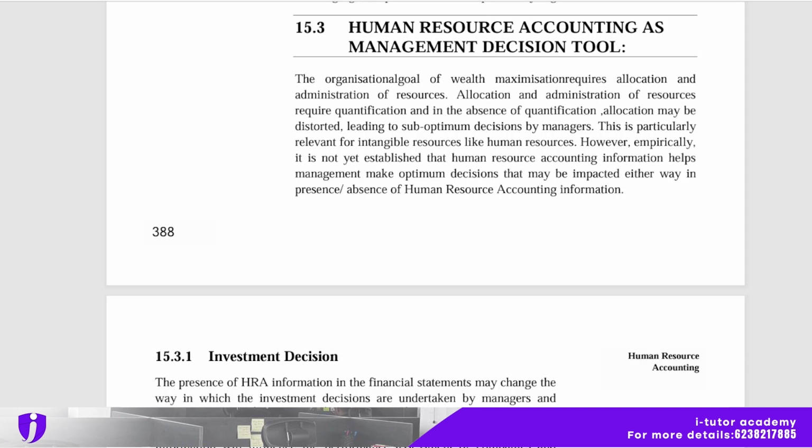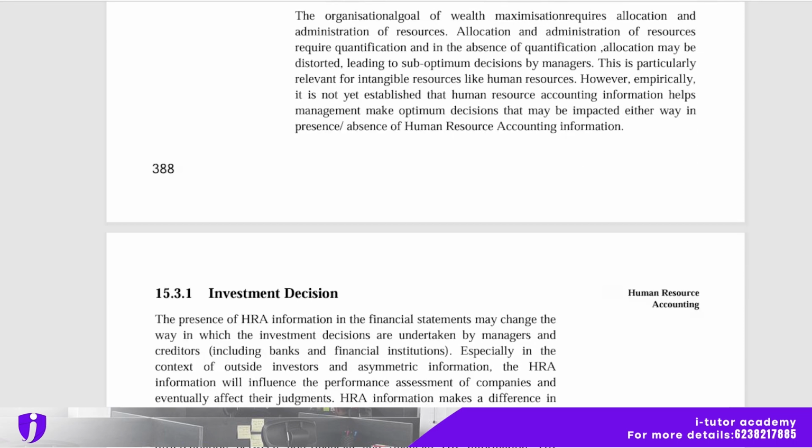However, empirically, it is not yet established that human resource accounting information helps management make optimum decisions, which may be impacted either way in the presence or absence of human resource accounting information.